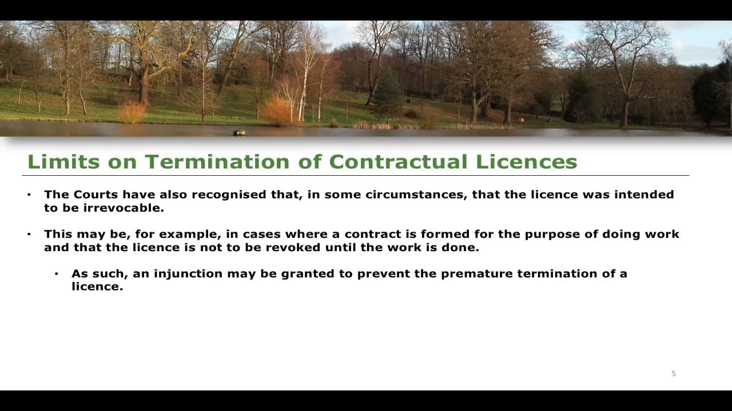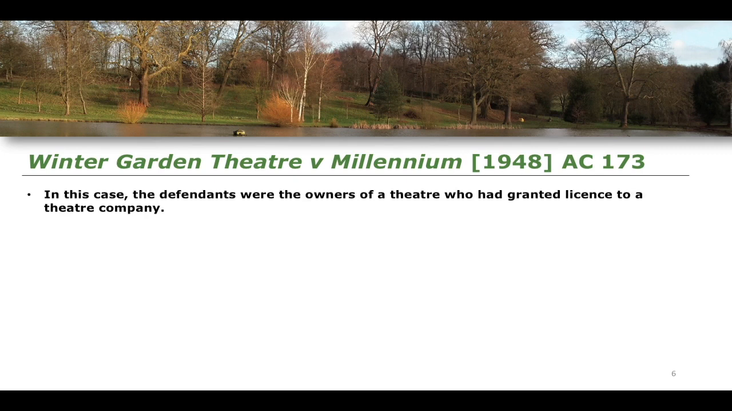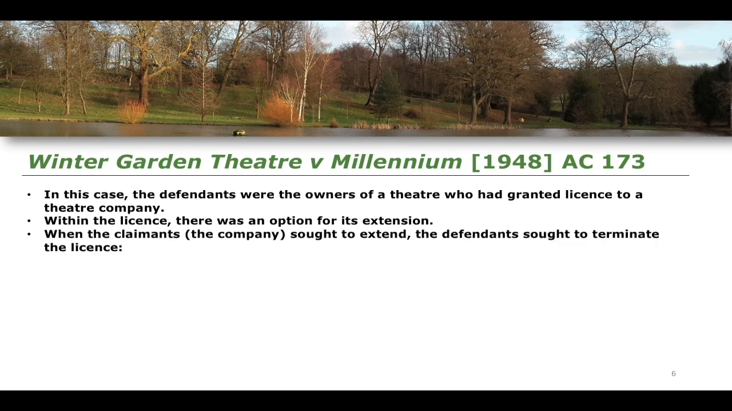In those kinds of circumstances, an injunction may in fact be granted to prevent the premature termination of a license. Such examples can be given to illustrate this point, and I point here to the case of Winter Garden Theatre v Millennium from 1948. In this case, the defendants were the owners of a theatre who had granted license to a theatre company. Within that license, there was an option for the contract, and as a result the license itself, to be extended.